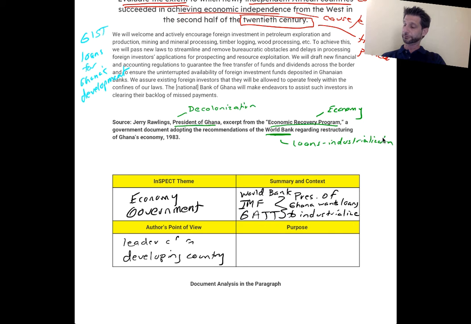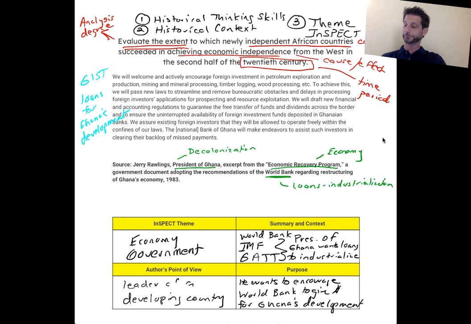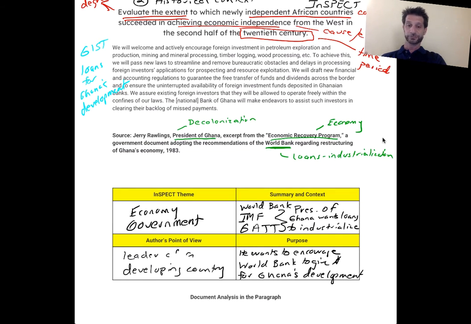He wants to encourage the World Bank to give money for Ghana's development. Okay, so that's really what he's after here. Notice what I'm not doing. I'm not just going up to the passage and saying, okay, I'm just going to copy down what he's saying here. Rather, I'm reading it and getting a sense of the overall context here tells me he's really interested in getting money so he can develop Ghana, right?